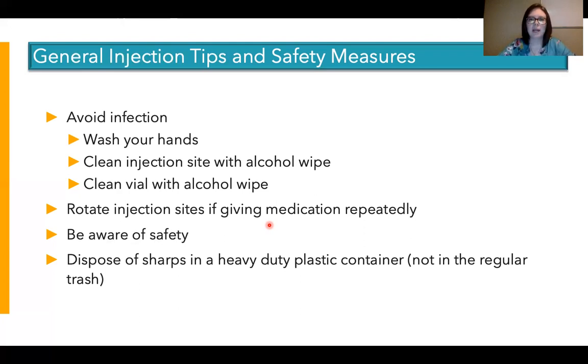So just trying to not recap them, but being really mindful of that safety mechanism for your safety and for your loved one's safety, because you don't want to accidentally poke them when you're not meaning to, and then you don't want to inject yourself accidentally either and poke yourself. So just really being aware of that. And then keep it in a sharps container.